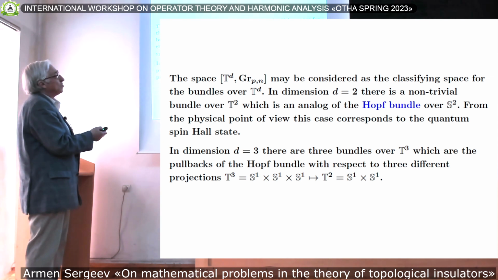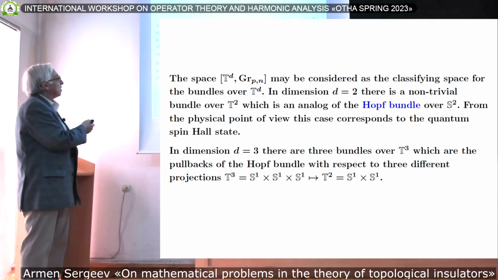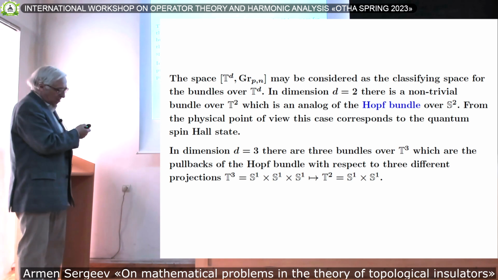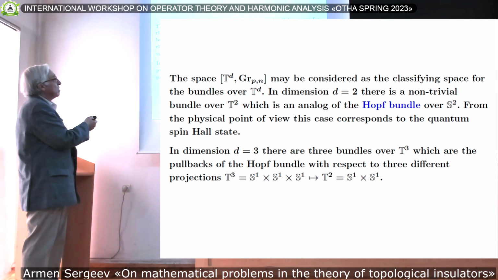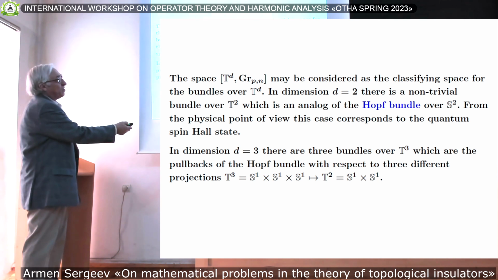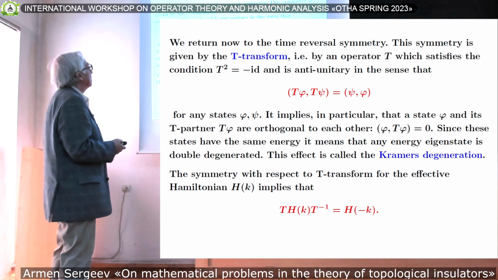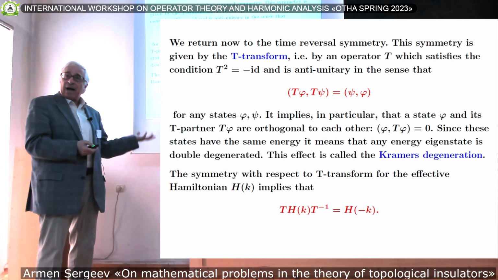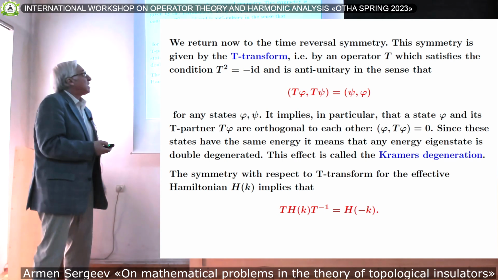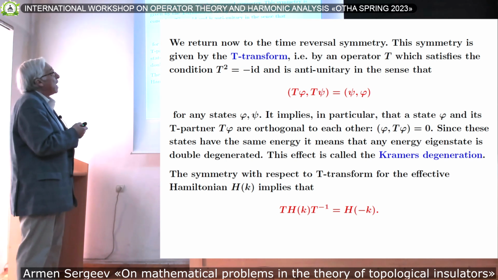From the physical point of view, this case corresponds, as I said, to one of the most famous topological insulators, the quantum spin Hall state. In dimension d equals 3, there are 3 bundles over T3, which are pullbacks of the Hopf bundle over T2 with respect to 3 different projections from T3 to T2. So this is an explanation of how they look. Now we come to the question of symmetry. And I start with the most interesting for us, time reversal symmetry.